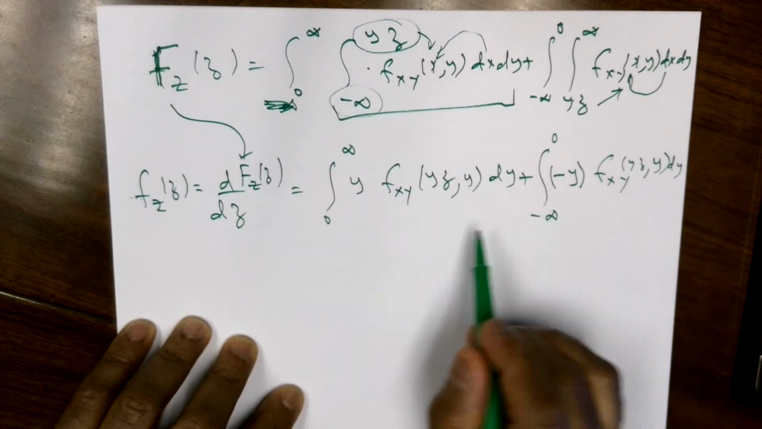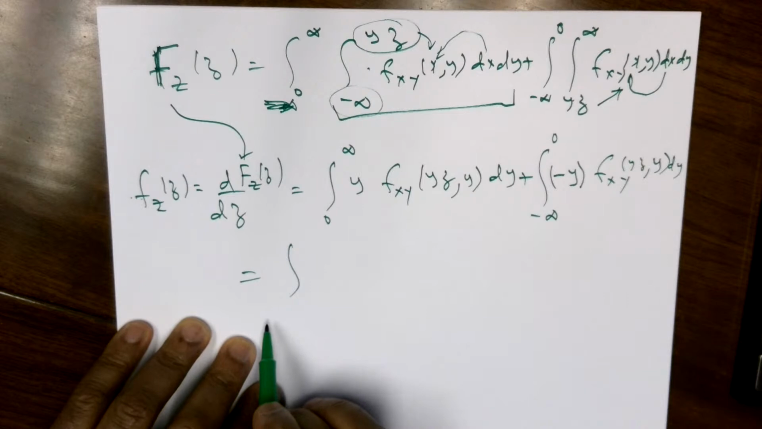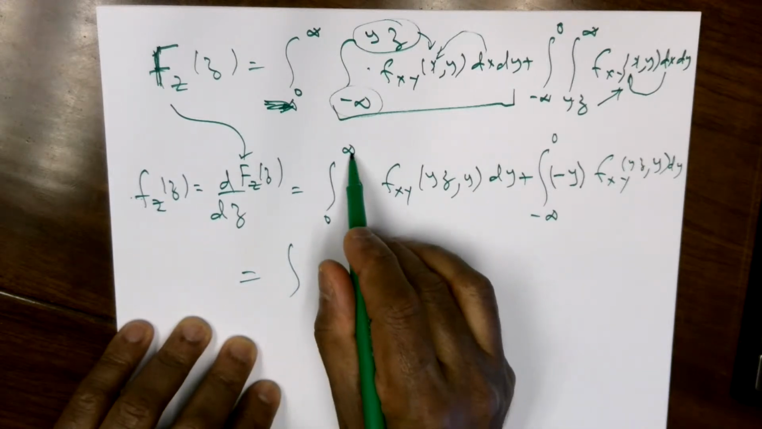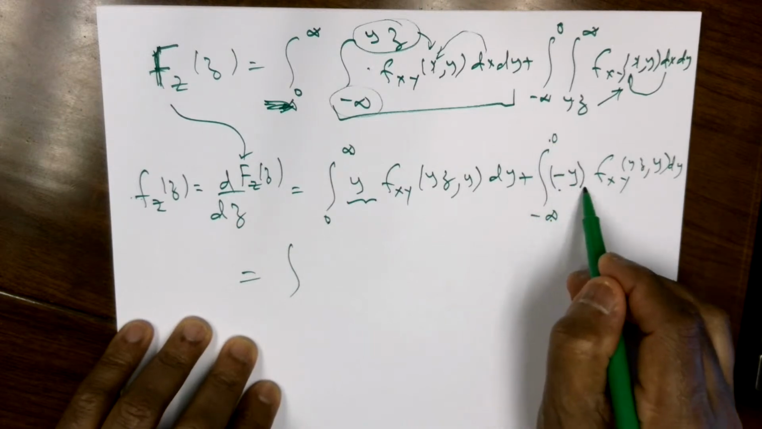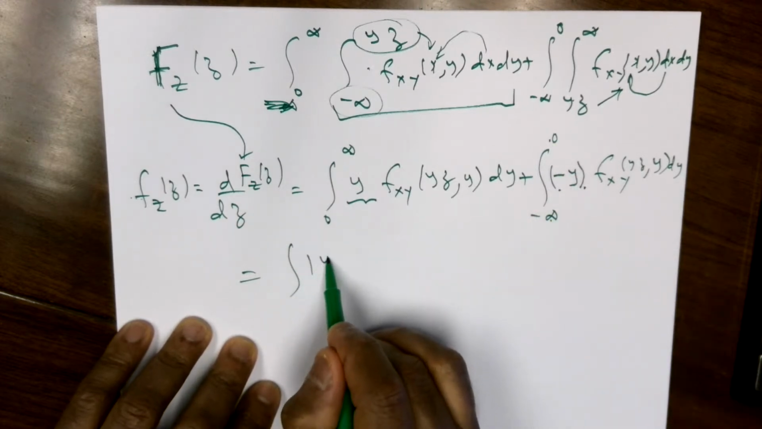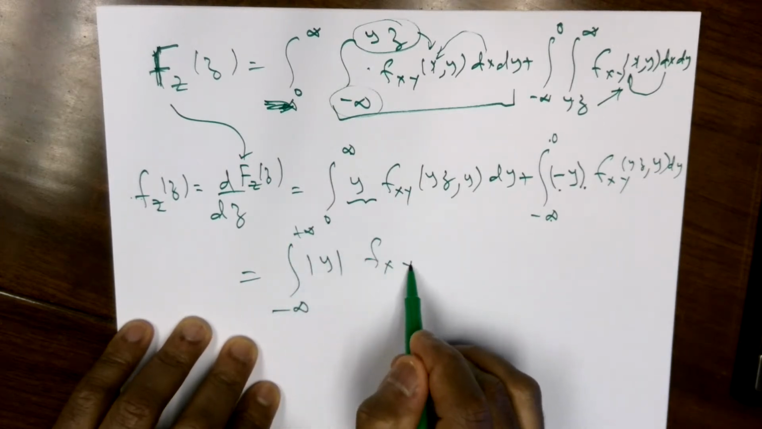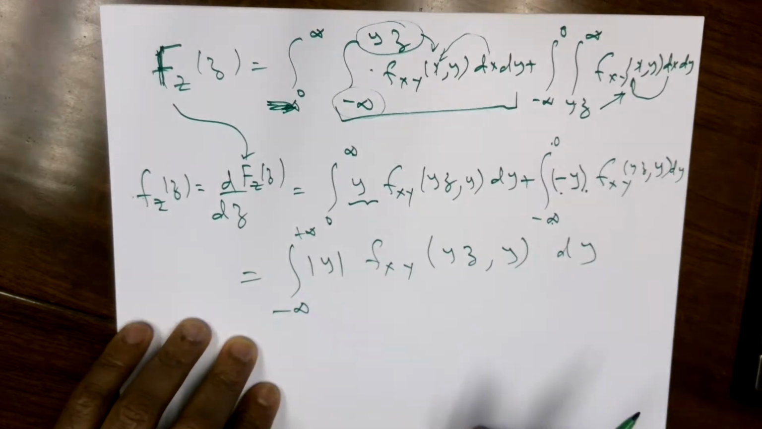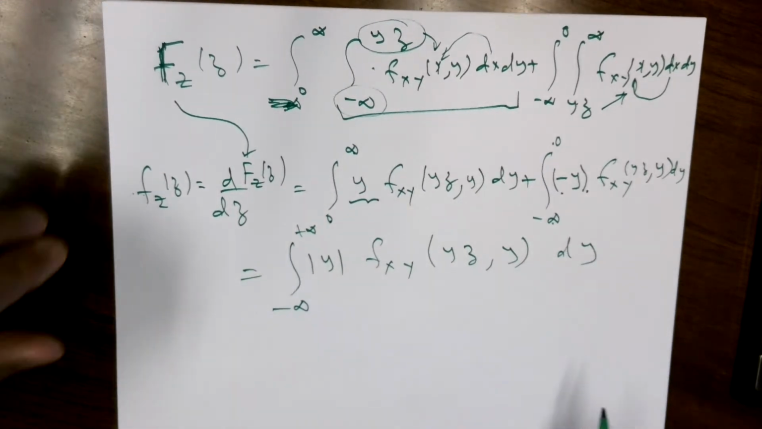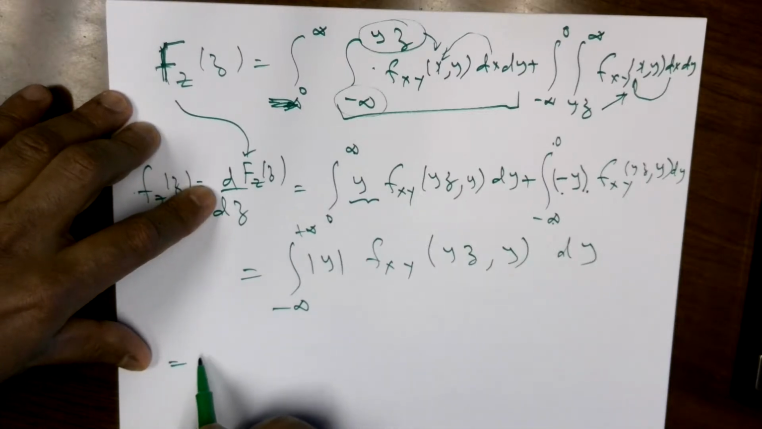So notice that we can combine these two in this form, because in 0 to infinity, y is positive, and in minus infinity to 0, minus y is positive. So we can write it as the absolute value of y and then put it as f_XY(yz, y) dy. So this much is general. Now I am simply going to substitute for the joint density function, just to simplify this.